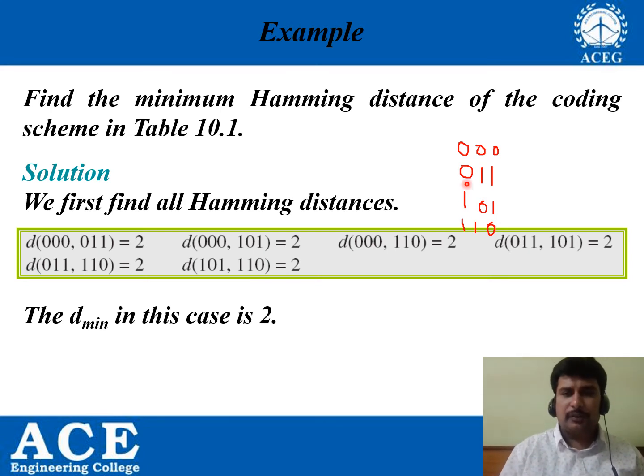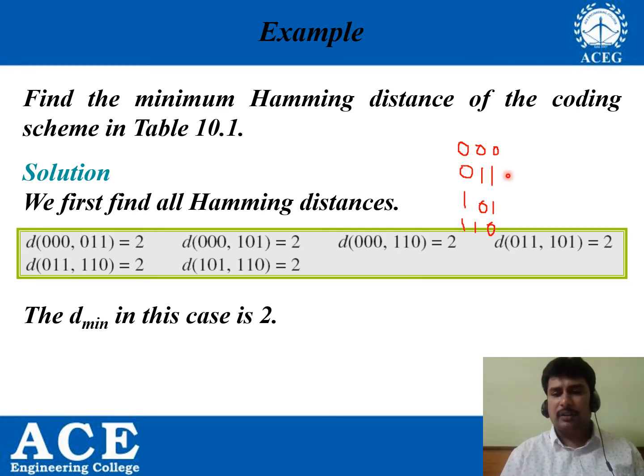Now coming to the first two, one is 0 0 0 and 0 1 1. You could easily identify 2 bit positions are different, so there the Hamming distance is 2. The next pair 0 0 0 and 1 0 1, the number of bits in which they are different: 0, 1 is different, 0, 0 same, 0, 1 is different. So again the Hamming distance is 2. The next combination 0 0 0 and 1 1 0, again they are different in 2 bit positions.